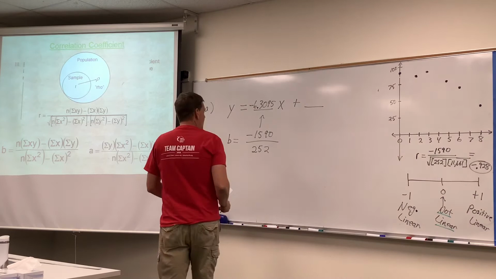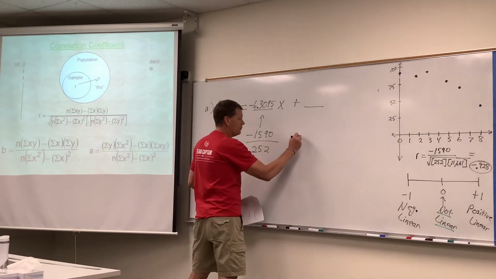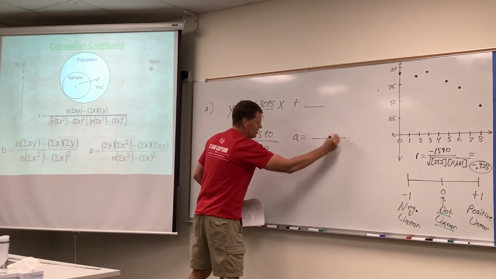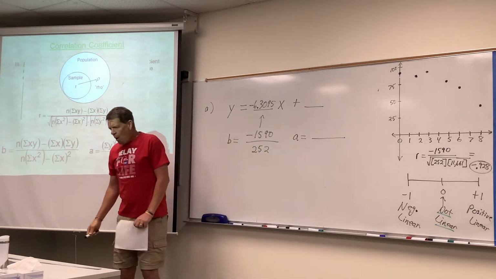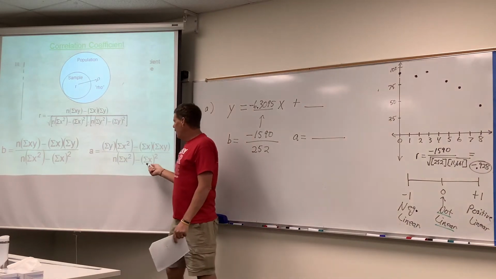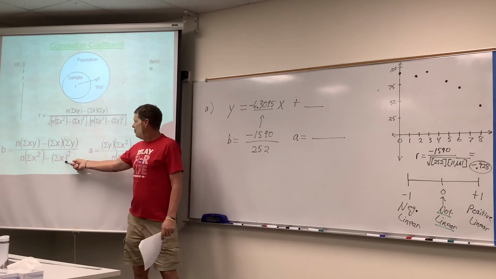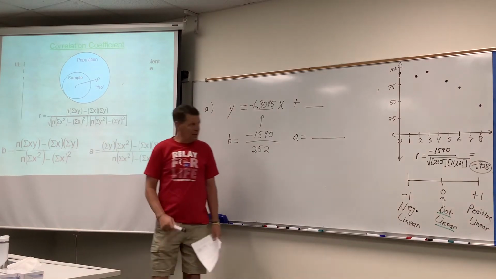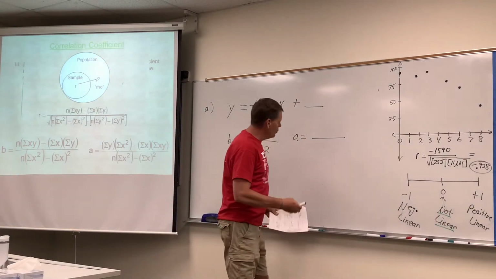All right, the A value, which goes here in statistics, well, I point out the denominator there is the same as the denominator of B, which is that first bracket when we did R, which again would be the 252.